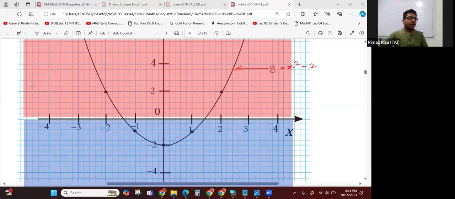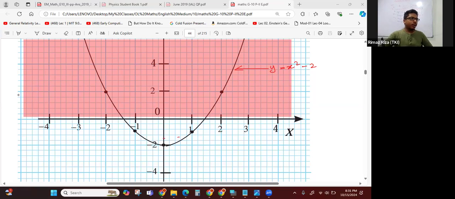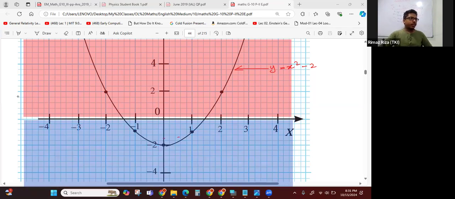Now they are not asking where it is positive or where it is negative. They are asking for which range of x the function is negative. Function means this graph; this line is the graph. That is the function. In which range of x is the function negative?